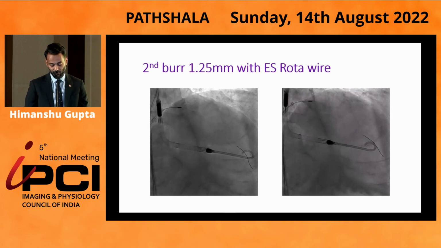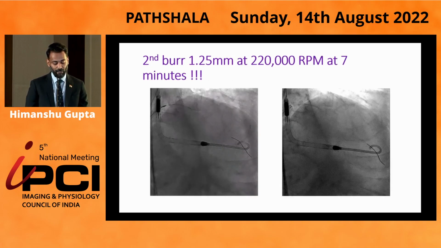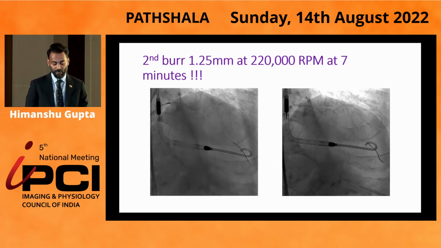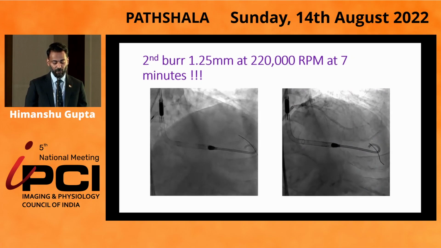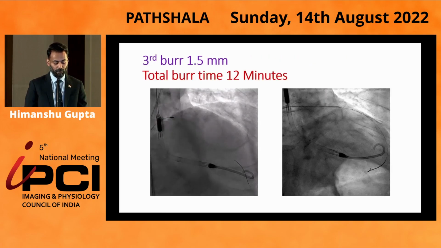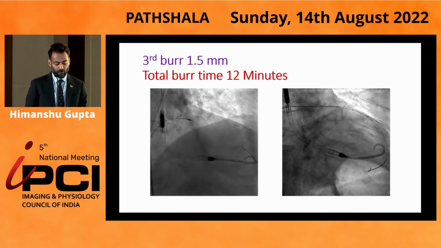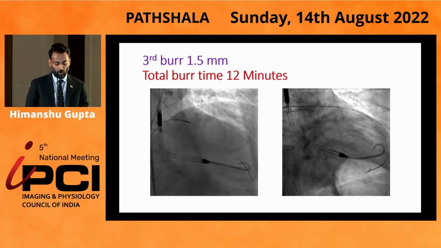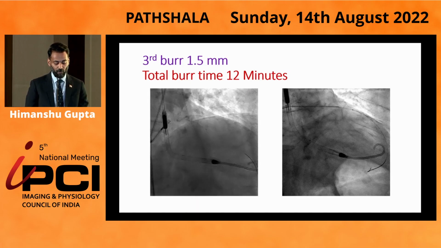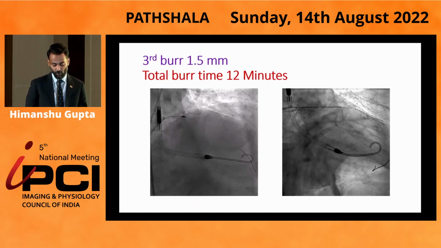But again it does not cross. You keep on burring, and finally at 7 minutes at 220,000 RPM, the 1.25 burr finally crosses, and then you check whether you have a large dissection. You do not. You know 1.25 is too small, so you take the third burr in the procedure, a 1.5, and then you work on the mid-LAD nodular lesion that you thought about before you put in an imaging. So after you do a 1.5 millimeter burr, we do IVUS.